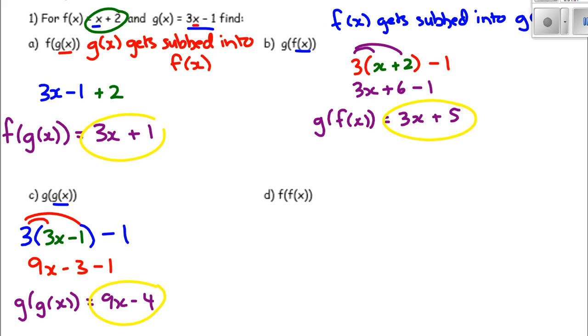And last one on here, f of f of x. So we're subbing f of x into f of x. f of x is x plus 2. So we sub in x plus 2 where we have the x, and don't forget there's still the plus 2 at the end. So that means f of f of x equals x plus 4.